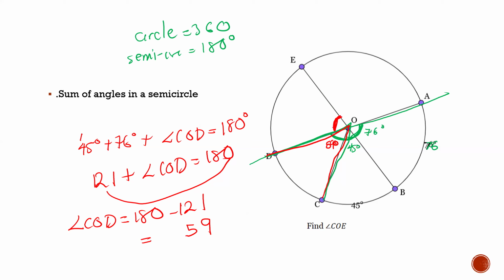If you notice this angle here and this angle here, they're equal. I'm sure you've heard about vertically opposite angles, where they form like an X. So this angle here and this angle here are equal. While this angle here and this angle here are also equal. So these are vertically opposite angles, formed at an intersection. So if this is 76, this is also 76.